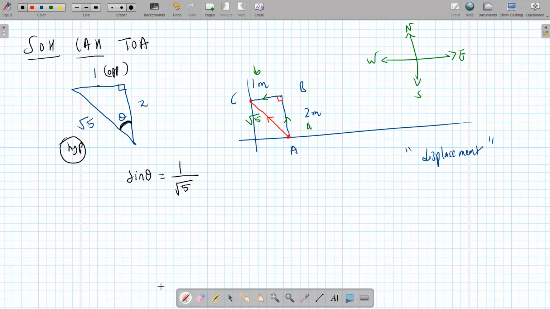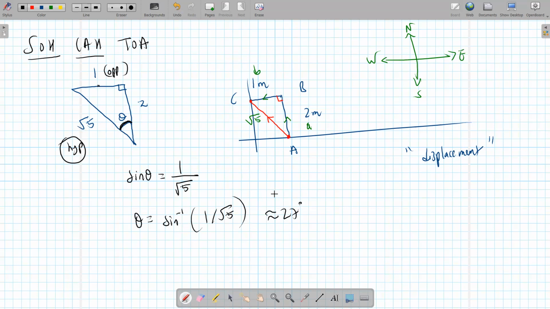How do you find theta? We know sine theta. When the angle is missing in trig, you've got to do the inverse function, okay? To find theta, this is what you do. You do sine inverse of 1 over square root of 5, like that. So sine inverse, 1 divided by square root of 5. And that gives me, I am in radians, which we shouldn't, let's not get into that right now. So let me go back to degrees. 1 divided by root 5, that is 27 degrees approximately. Okay.